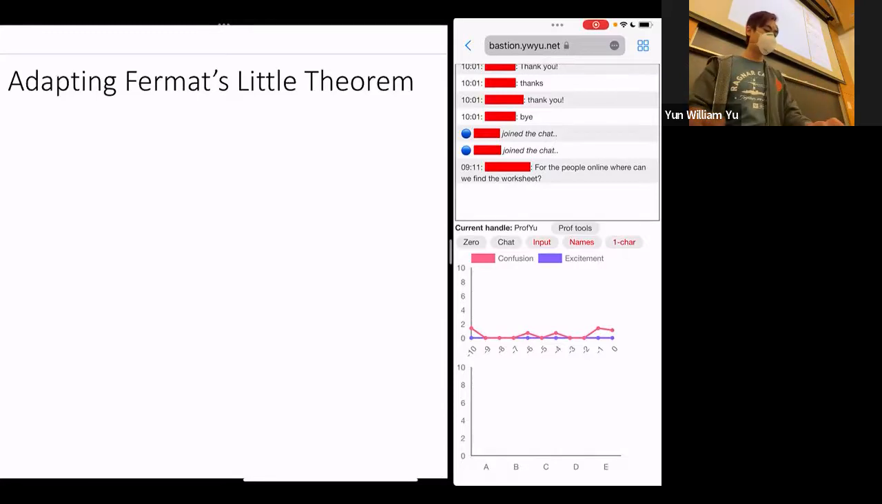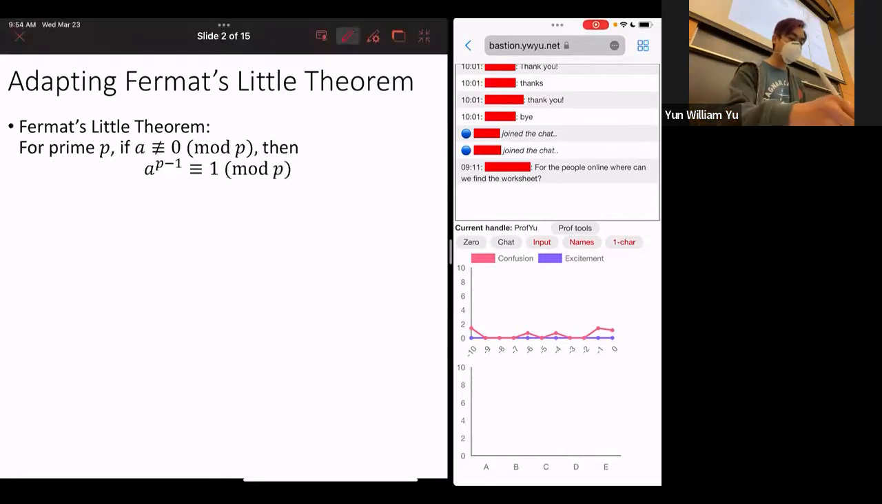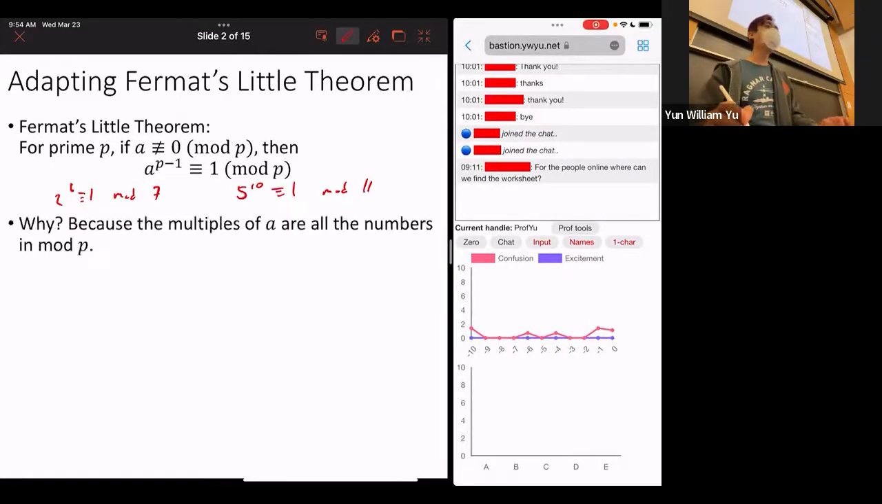in order to understand what's going on in non-prime modulus. So Fermat's little theorem is basically saying, well, if you have a prime modulus, then a to the p minus 1 is congruent to 1 mod p. So for example, 2 to the 6 is congruent to 1 mod 7, or 5 to the 10 is congruent to 1 mod 11, right? Why did that work? And so on Monday, we carefully stepped through the proof of this. The reason this worked is because the multiples of A are all the numbers in mod P.